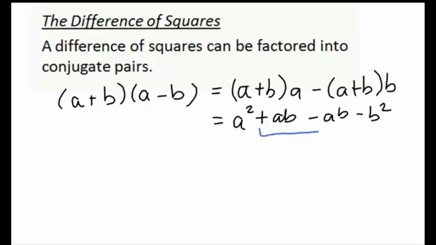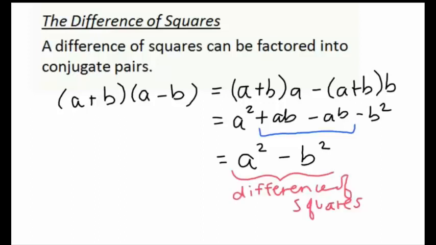Now notice that in the middle here, our two terms are going to cancel and we're left with a squared minus b squared. So this expression here is usually called a difference of squares. So if we ever encounter what we call a difference of squares, where we have something squared minus another thing squared, we know how to work backwards. We will factor it into its conjugate pairs.